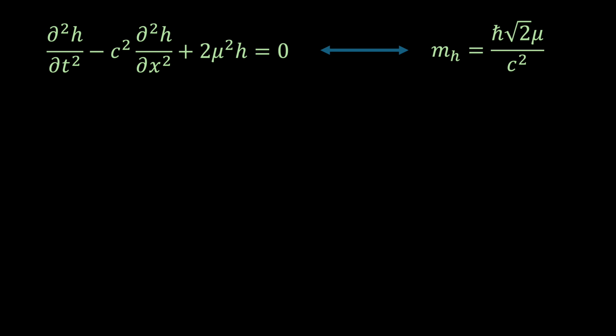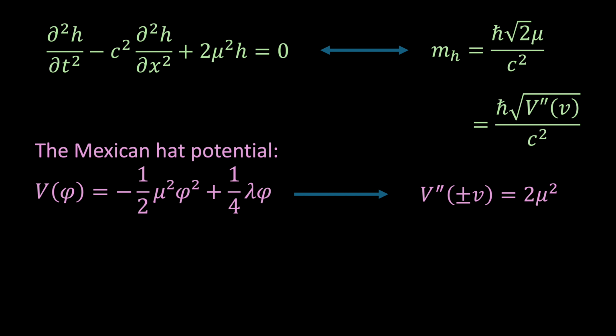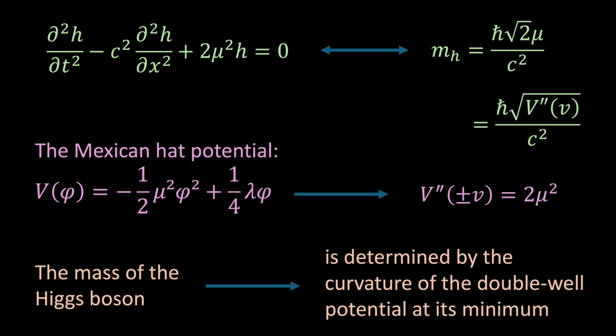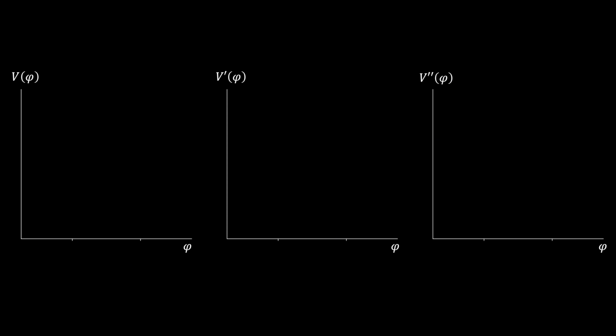And here's the beautiful part. Back when we first introduced the Mexican hat potential, we saw that the resting value v of the field comes from where the slope vanishes. But if we go one step further and calculate the second derivative of that potential at the resting value v, we find something remarkable. The mass of the Higgs boson can be written directly in terms of the curvature of the Mexican hat potential at the resting value of the field. In other words, the mass of the Higgs boson is determined by the curvature of the Mexican hat potential at its minimum. And we can make this even clearer with a series of plots.